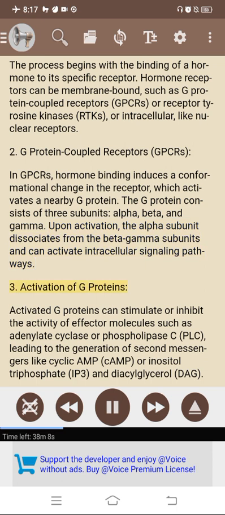3. Activation of G-proteins. Activated G-proteins can stimulate or inhibit the activity of effector molecules such as adenylate cyclase or phospholipase C (PLC), leading to the generation of second messengers like cyclic AMP (cAMP) or inositol triphosphate IP3 and diacylglycerol DAG.